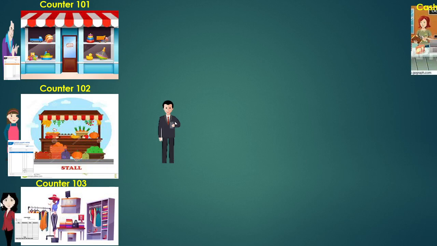Again, these salesmen are not allowed to receive any cash. There is a separate person to receive the cash, and this counter is called cashier counter. Other than this person, nobody else can receive the cash, either the salesman or this responsible person.